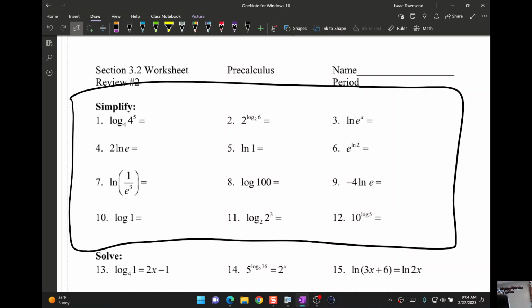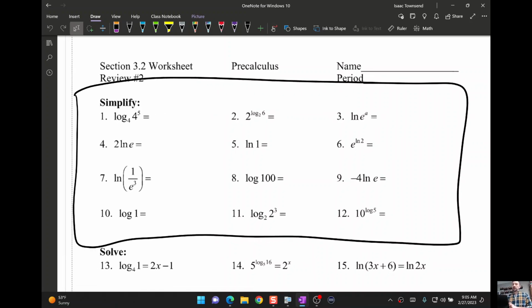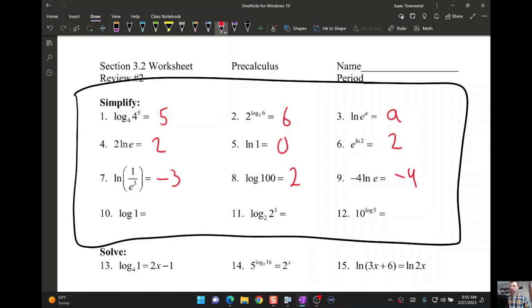Okay. All right. So I'm gonna share the answers here, and then we can work them all out if we need to. But let's make sure these are right. We've got 5, 6A. Remember, your answer doesn't have to be a number. 2, 0, 2, -3, 2, -4, 0, 3, and 5.